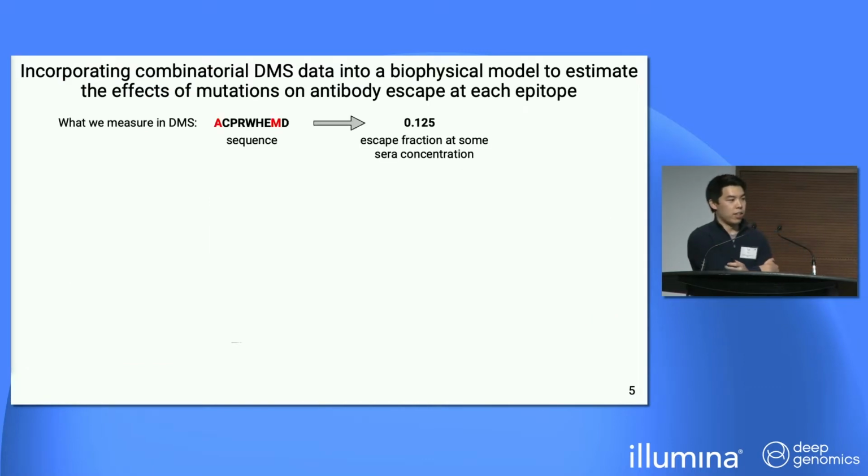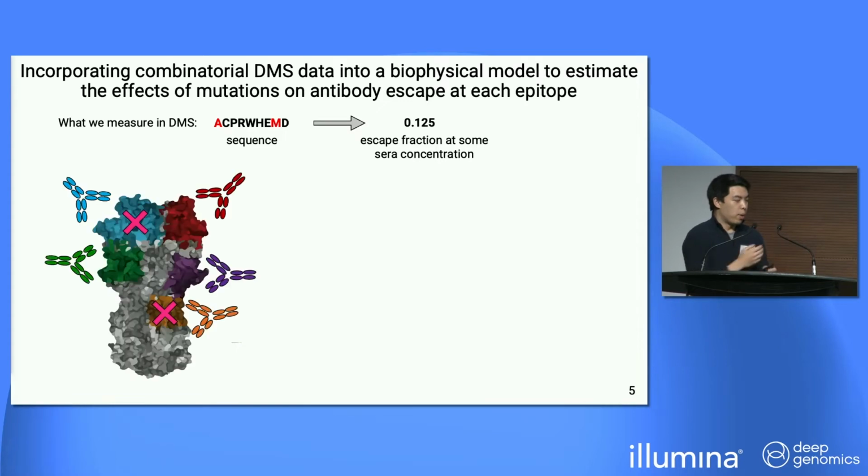Okay, so now that we have these escape fractions, we have to think about how we actually analyze this data. In DMS, we have a bunch of sequences, we know what their mutations are, and we have this measured escape fraction at some sera concentrations. There are many ways we could model this relationship between sequence and function, and we decided to go with an approach that we thought would be the most interpretable, which was this biophysical model.